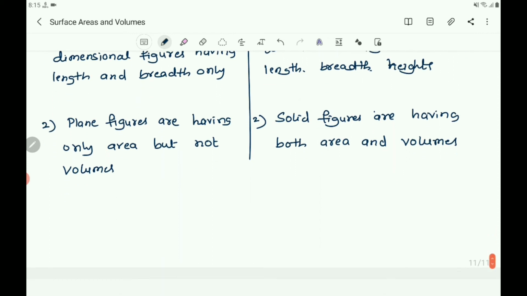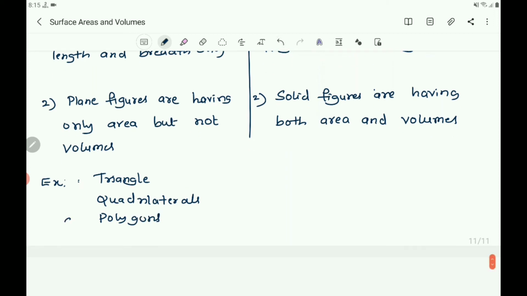So example you take. Examples: polygon, circles, etc. Or you can write triangle, quadrilateral, polygons. Polygon means these two are also polygons. Triangles and quadrilateral also polygons. All polygons. And circle.